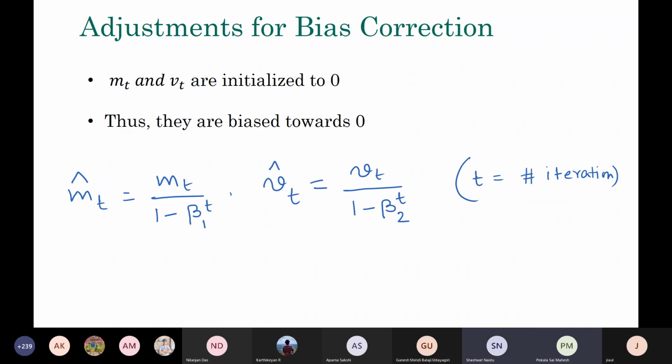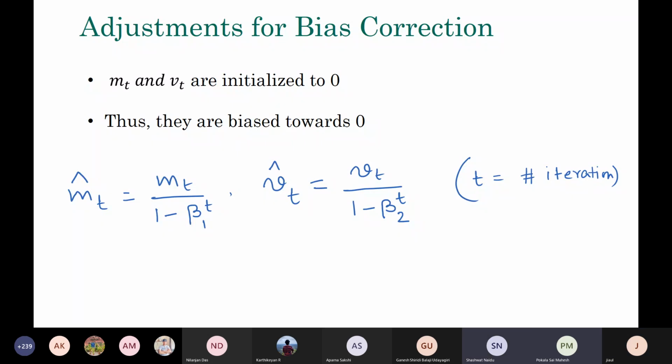So is it that initially M T and V T will be very small values, but the denominator will also be quite small in the initial iterations, so M cap T will be high? Yes, in a sense like that. I mean intuitively that, but then the intuition doesn't explain everything. So there's an actual proof in the paper that helps you figure out this expression.